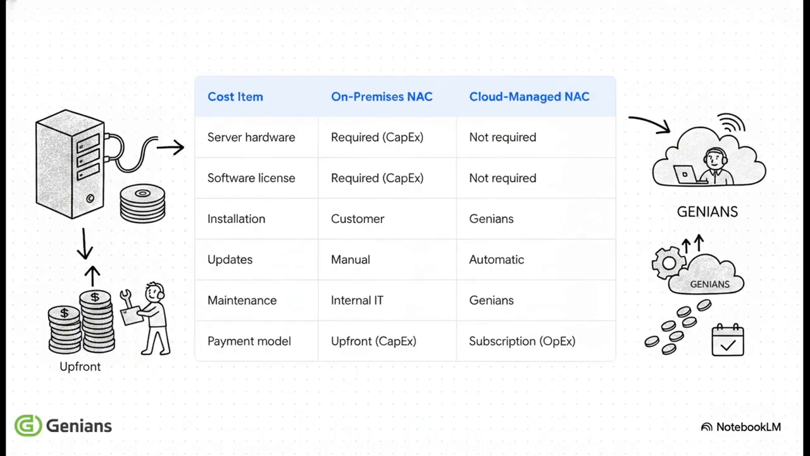Okay, let's break down the direct comparison. On the on-premises side, you've got those big upfront capital costs for server hardware and software licenses, right? With cloud managed, those are just gone. Manual updates? Nope, they become automatic. Your internal IT team is no longer tied up doing server maintenance. Genians handles that. And here's the biggest shift. The payment model flips from a huge upfront capital expense to a predictable operational cost, either monthly or annually.